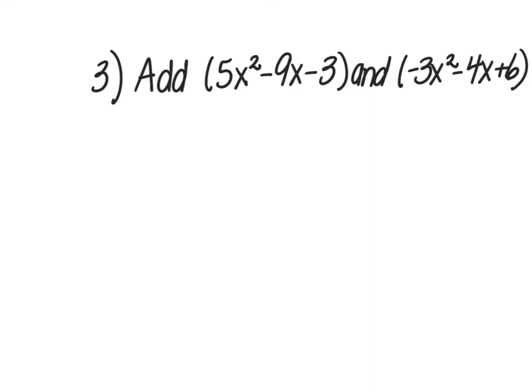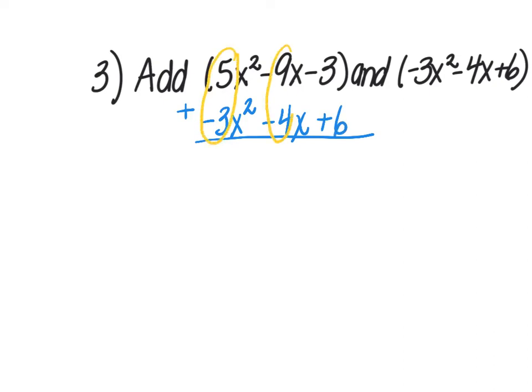Now, number 3 says to add 5x squared plus 9x plus 3 and negative 3x squared minus 4x plus 6. So I can add them just like I did the other ones, or I can show you how you can rewrite them more in columns if you like. So I'm going to take the second polynomial and write it right below the first polynomial. So it's going to be a negative 3x squared minus 4x plus 6. They're all under their like term. And then I can just add those coefficients together, and the variable part will not change.